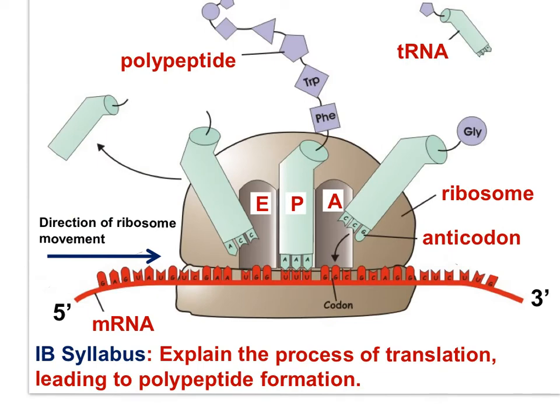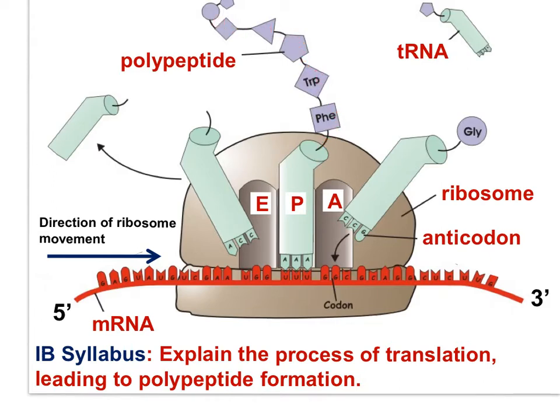In this diagram of translation, you can see the 3 tRNA binding sites on the ribosome, the A site, the P site, and the E site. An empty tRNA molecule departs the E site and moves off into the cytoplasm. An arriving tRNA molecule attached to the amino acid glycine enters the A site. The anticodon of the tRNA molecule is complementary to the mRNA codon seen here. In site P is the tRNA attached to the growing polypeptide.